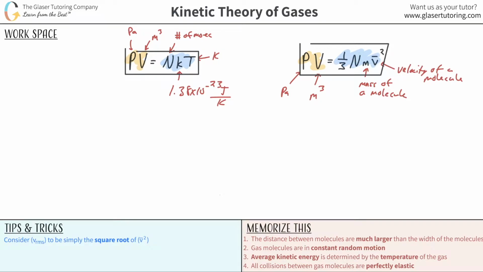Now we have capital N times kT, the number of molecules in the gas multiplied by the Boltzmann constant multiplied by the temperature, equal to 1/3 times the number of molecules in the gas multiplied by the mass of a particular molecule multiplied by the average velocity of those molecules squared. Notice what we can do mathematically here: we can simply cancel these N's. That would leave us with the Boltzmann constant times T equal to 1/3 m v squared.